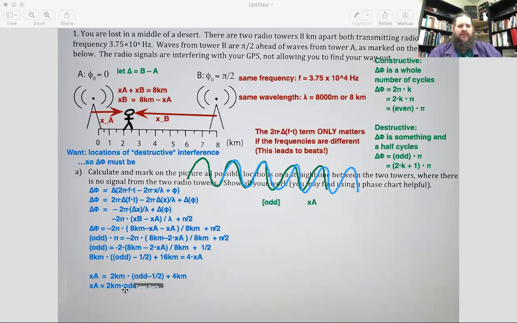What value could we use for odd here? What would be the easiest odd number to use? 1. Yeah, if we fill in 1, XA is going to be 2 kilometers times 1 plus 3, so that'll be 5 kilometers. So 5 kilometers is one of the locations where you can stand that will give you no signal. It all cancels out.